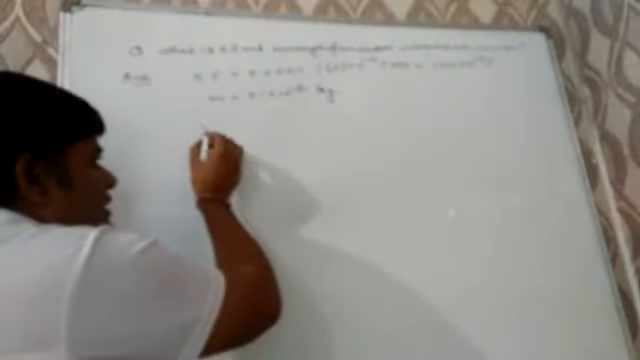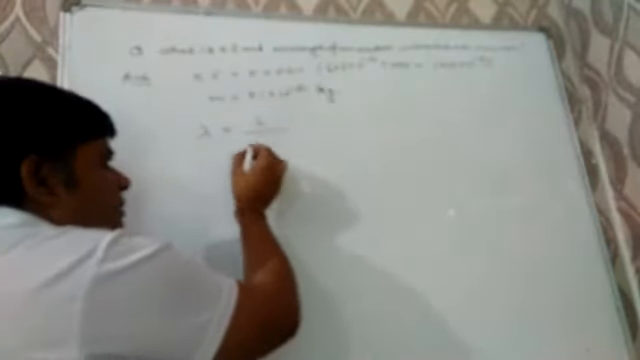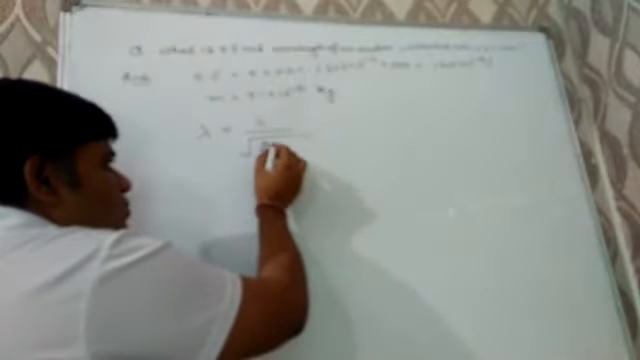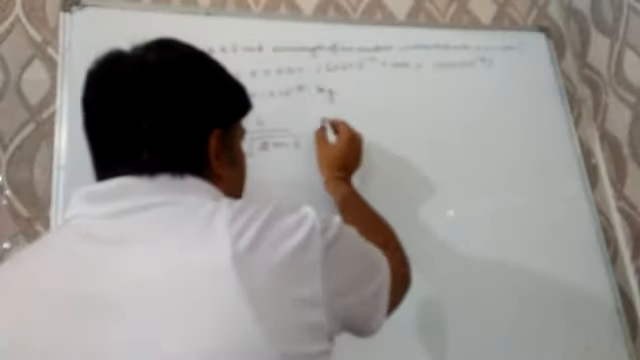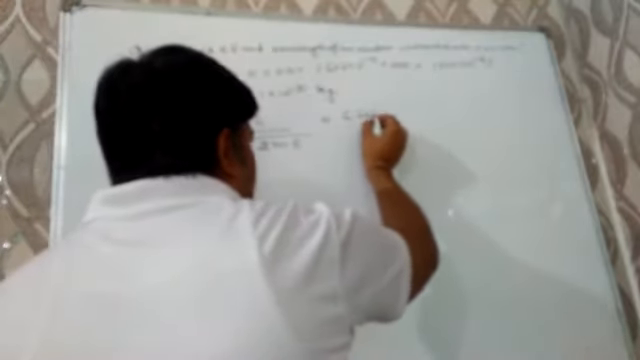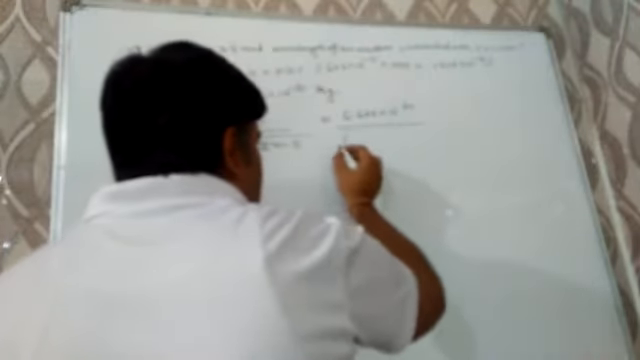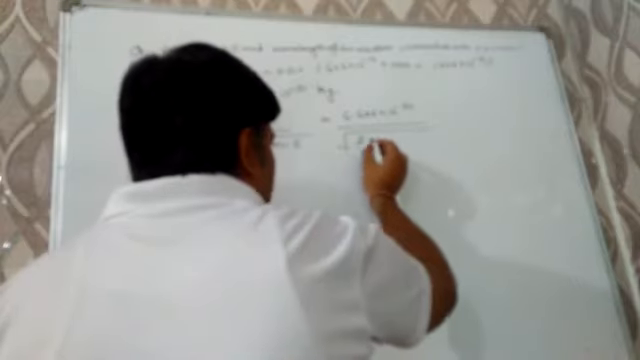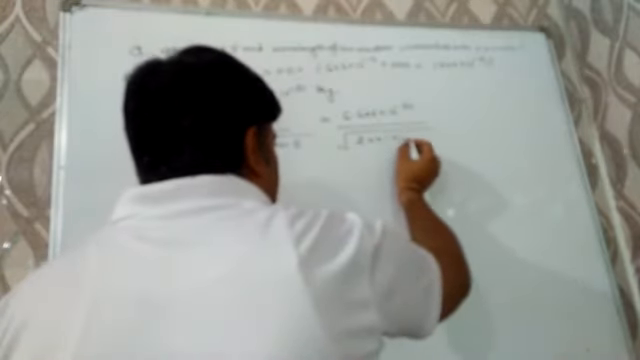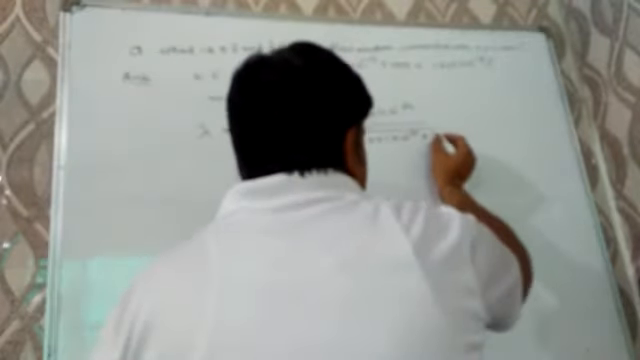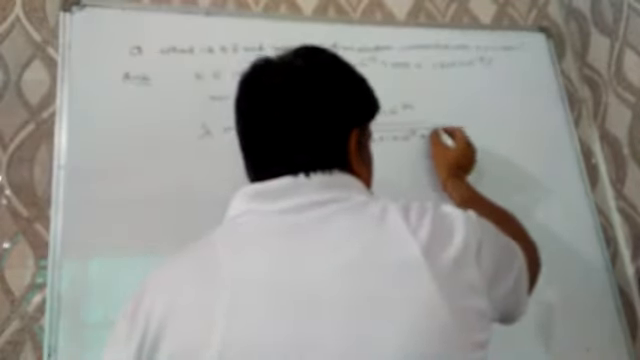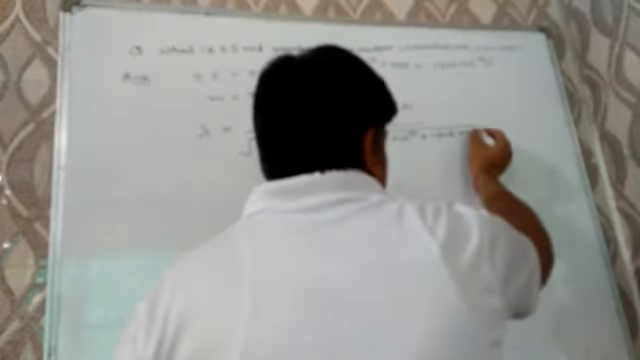Now putting these values in the relation, lambda is equal to h upon root of 2mE. h is given to us, that is 6.626 into 10 to the power minus 34. Mass is given to us, that is 2 into 9.1 into 10 to the power minus 31, and the kinetic energy is 1.606 into 10 to the power minus 16.